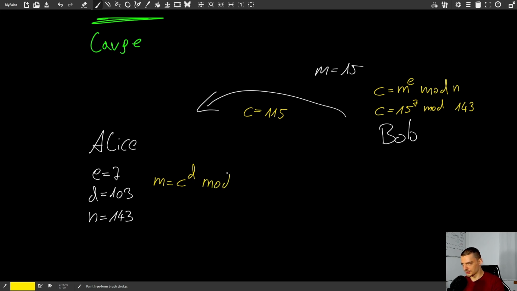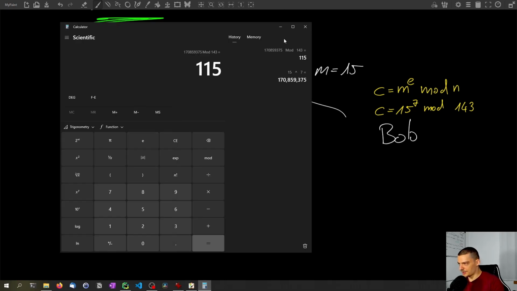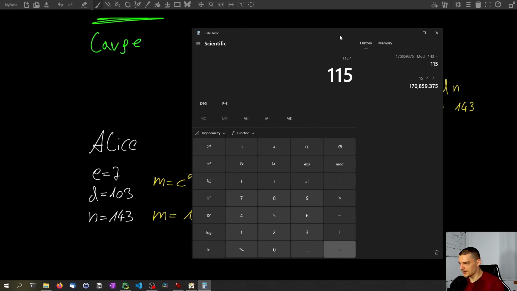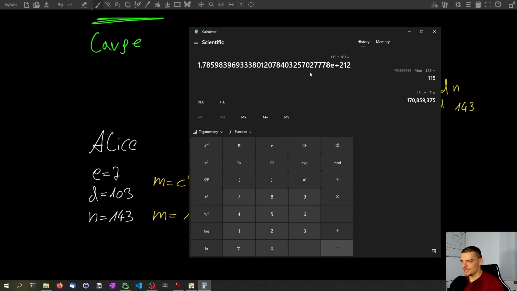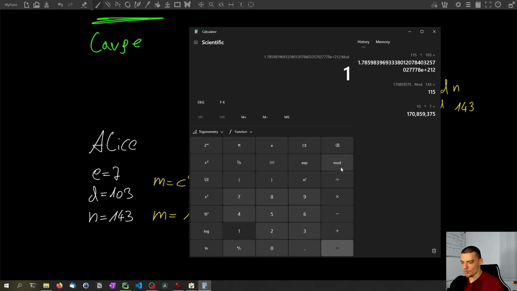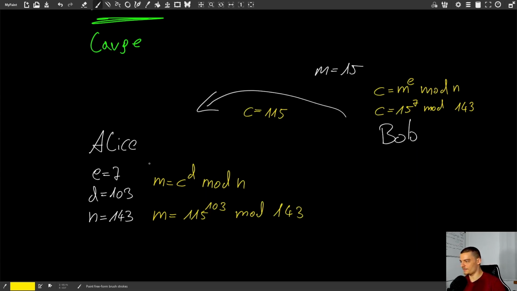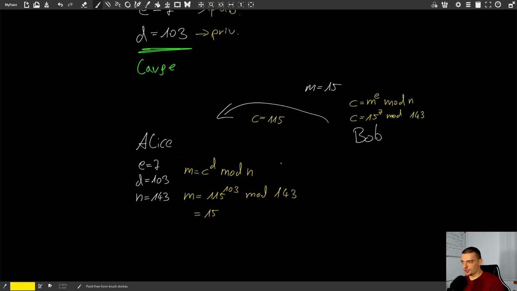And again, modulo N. So in our case, in order to get this, we say 115 to the power of 103 modulo 143. Let's go to the calculator again. 115 to the power of, what did we say? 103 modulo 143. There you go. 15 is the result. So M is 15.